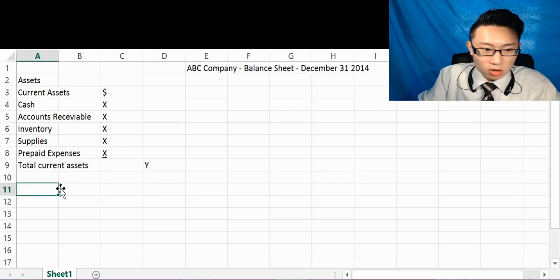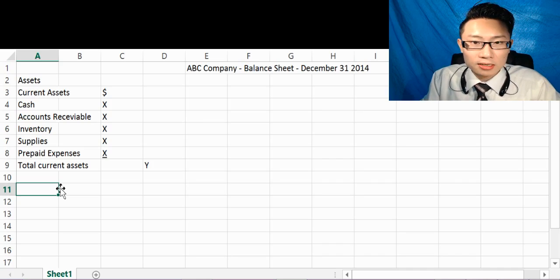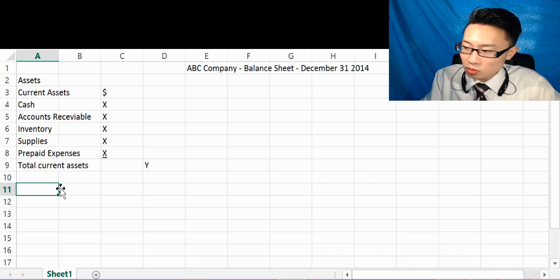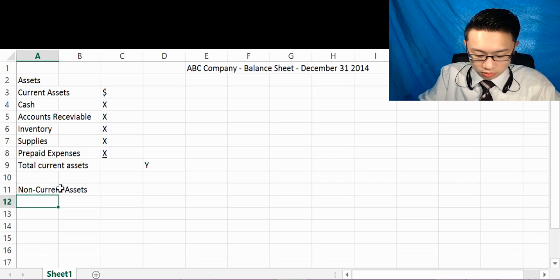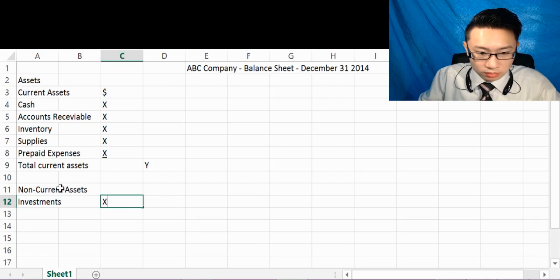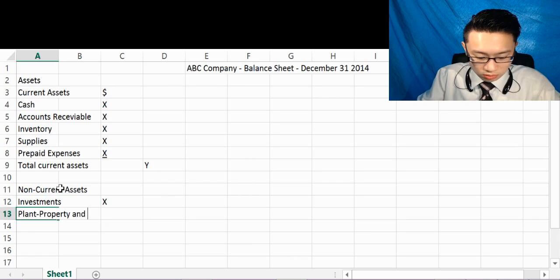Now I would like to do the non-current assets. These are investments and assets that are usually within the company for more than 12 months. So we have non-current assets. We usually have investments, plant, property, and equipment.